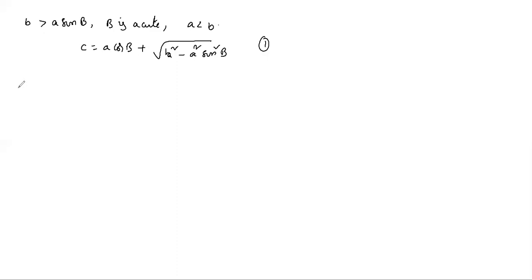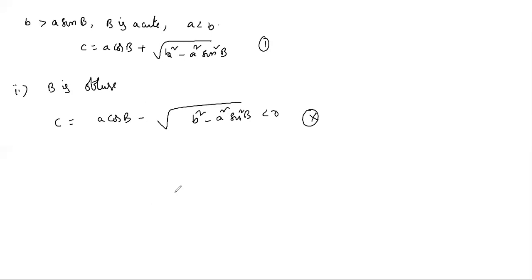Next, the last one, B is obtuse. C equals A cos B minus root over B square minus A square sin square B is always negative. So this value does not exist. So for the other case, only one case, A cos B plus root B square minus A square sin square B should be greater than 0. If this is greater than 0, one triangle exists. If this is less than 0, no triangle exists. So in which cases is it greater than 0? B square minus A square sin square B under root.